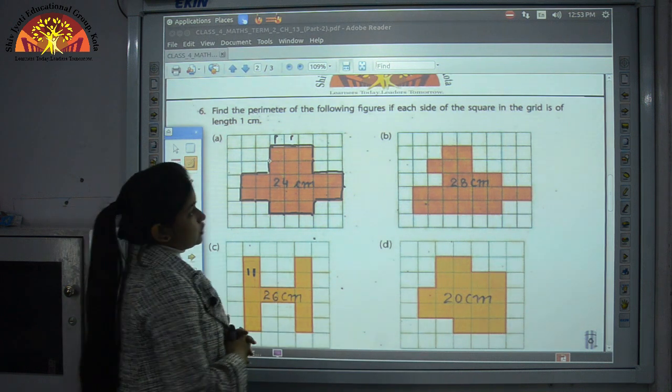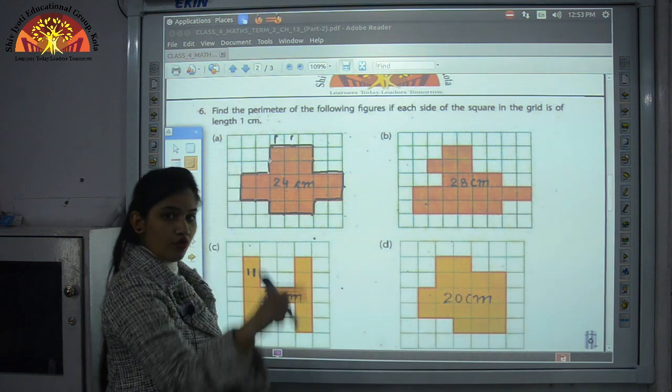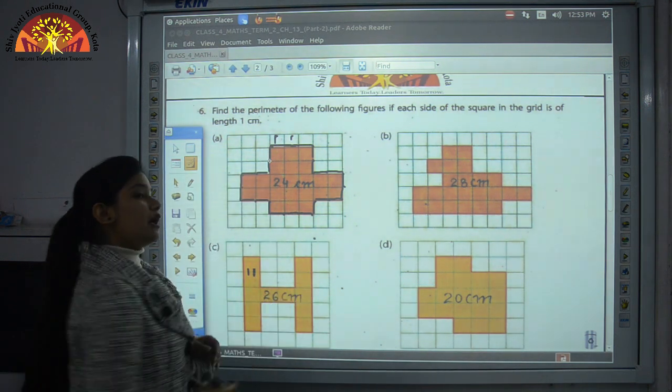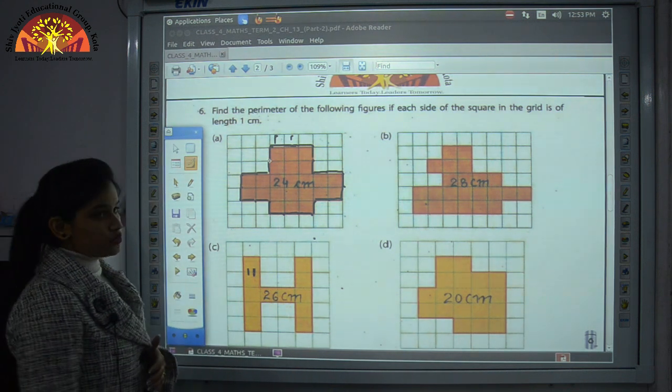In this way, students, you can find the perimeter of this shape also. Again, you have to find the sum of all sides. In C and D part also you have to do the same thing. Is it clear, students? So now we'll take the next question.